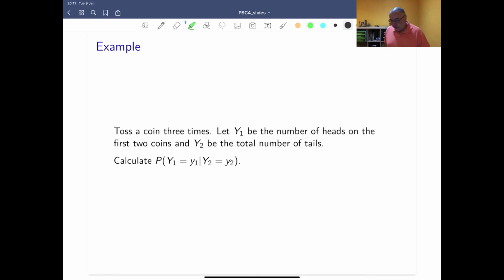So we're going to toss our coin 3 times and let y1 be the number of heads on the first 2 coins. And for y2, we want to condition on y2 equaling a particular value. Well, again, let's go back and quickly draw up our probability mass function.